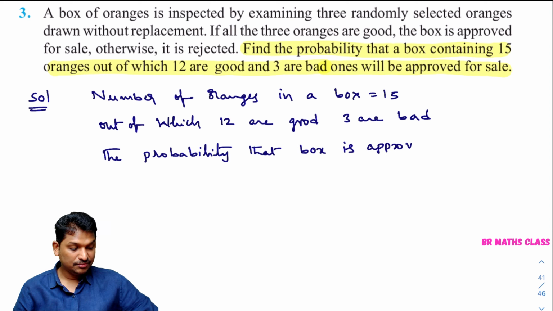Okay, see what they are asking. A fair coin and an unbiased die are tossed. Unbiased means a fair die. A fair coin, a fair die. That means no complications, everything is good, right?